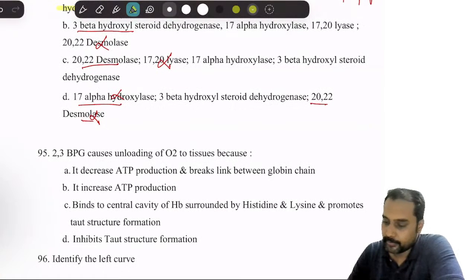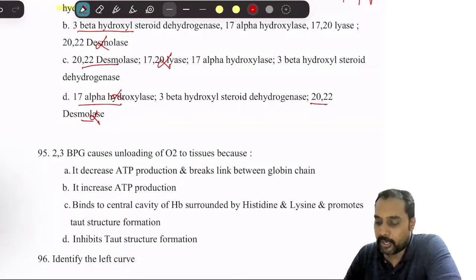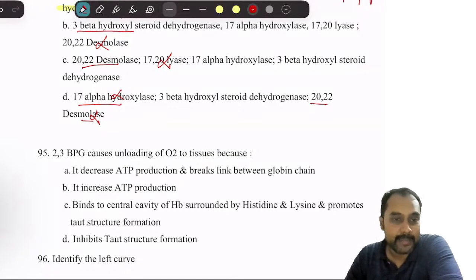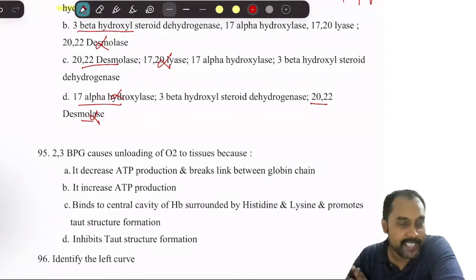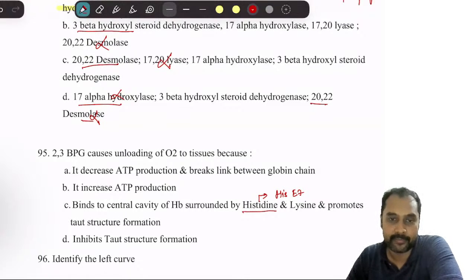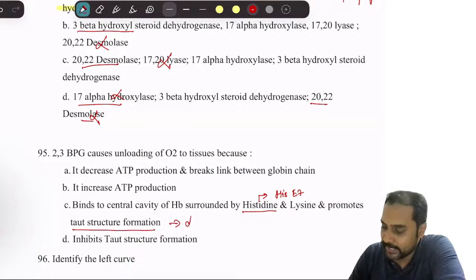2,3-BPG causes unloading of oxygen to tissues. It does not have any link to ATP production. Okay. So it binds to the central cavity of hemoglobin surrounded by histidine and lysine. You all know which histidine is involved in oxygen binding. Can you tell me? It is called histidine E7. Okay, so it binds to the central cavity of Hb surrounded by histidine and lysine and promotes the T structure. What is T structure? It is the deoxygenated form.